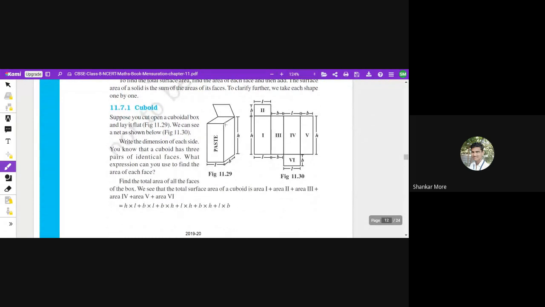So look, first of all we will take a practical cuboidal box or cuboid, right? So this is the cuboidal box, cuboid, and we'll open it like this. So look, here we got one surface. So basically we'll get six surfaces. First one, second one, third one, fourth one, fifth one, and sixth one, right? If you open any box properly, you will get this kind of shape. If you have not tried, please try it, okay? So in this way you will get the shape.